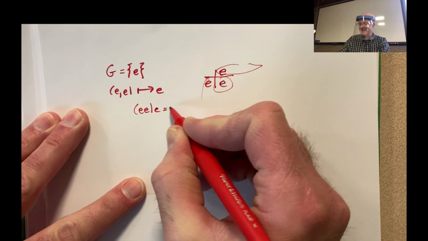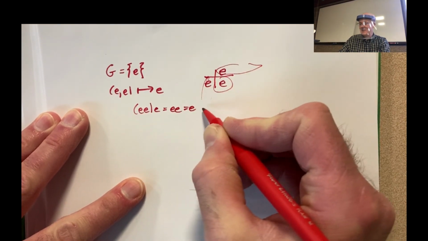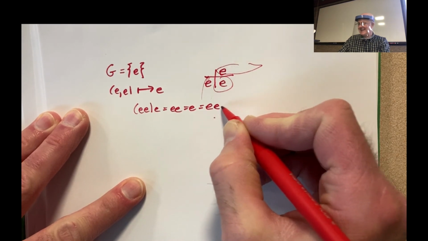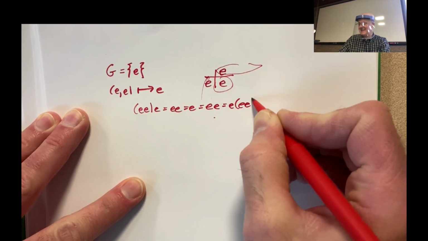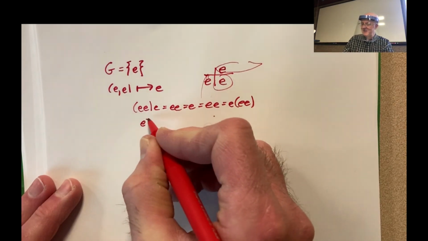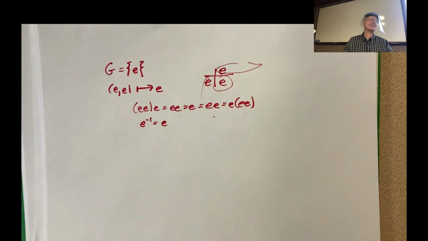E times E is E, which is also the same as E, which is the same as E. What fun. There's an identity. E is the identity. And for each element, there's an inverse. E is its own inverse. You could write the equation E inverse equals E. And in fact, that's always true in any group. The identity element is its own inverse.